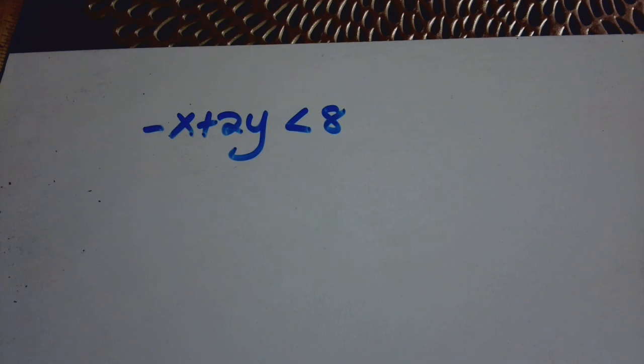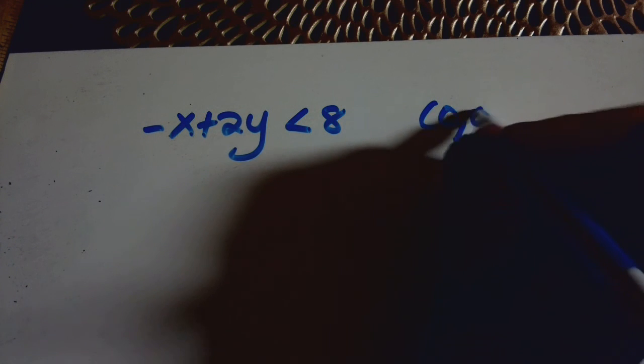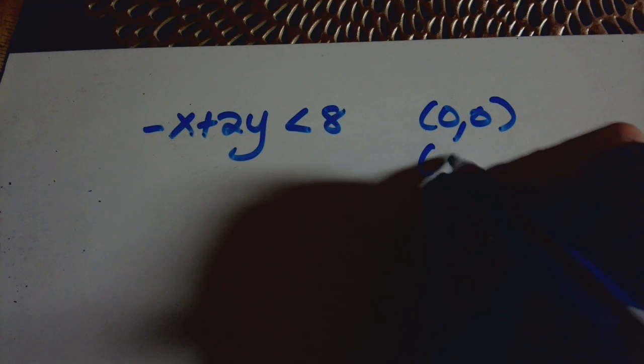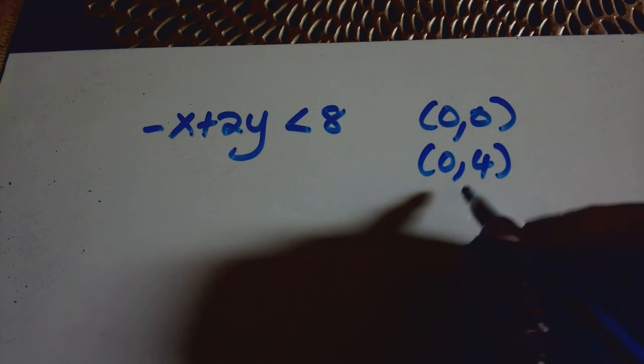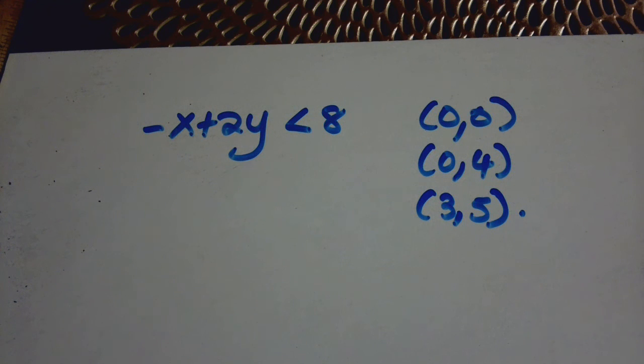So here is the inequality. We have it here, negative x plus 2y is less than 8. They've given us a few ordered pairs: 0, 0; 0, 4; 4, 3; and 5. They want to know, tell whether the ordered pair is a solution of negative x plus 2y is less than 8. So let's try 0, 0.